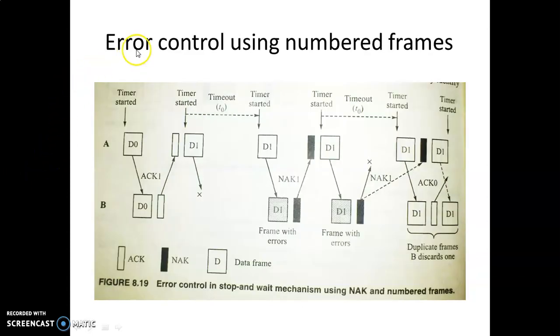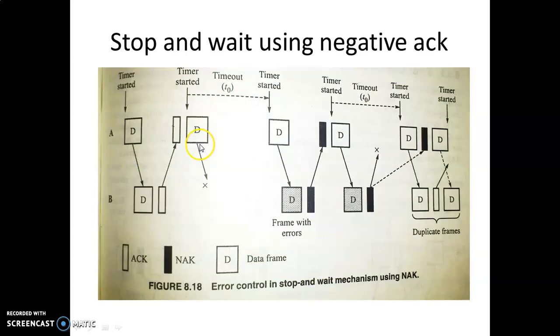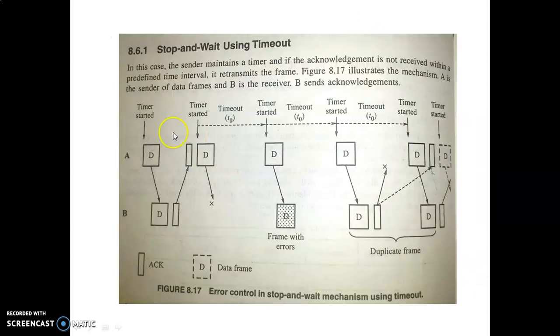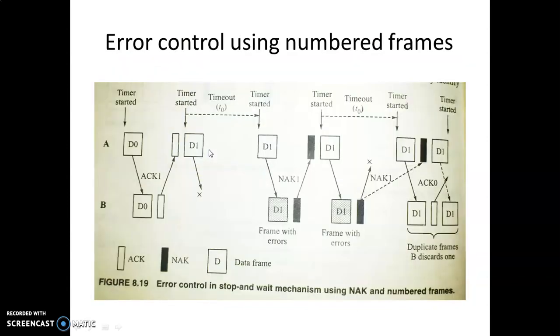Now the third method, error control using numbered frames. It is the same thing, a combination of the first and second methods, but there is something different. If you can see here, the frames are given numbers. This is slightly different from before. In stop and wait using negative acknowledgement, the frames are not numbered. Using timeout, the frames are also not numbered. Now here the frames are given numbers.